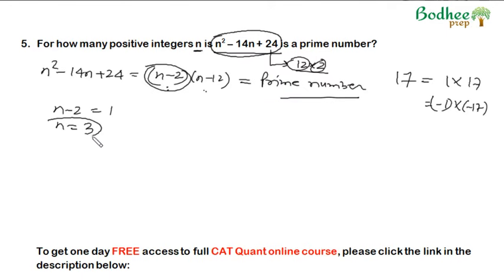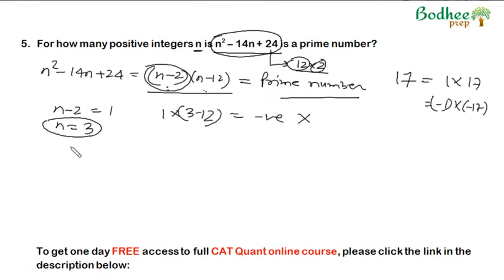Now let us try to put the value of n equal to 3 in this expression and find the value. So here this will be 1, and the value of n we got is 3, so it will be 3 minus 12. Right? It will be a negative number, and no negative number is a prime number. So we have to discard that.